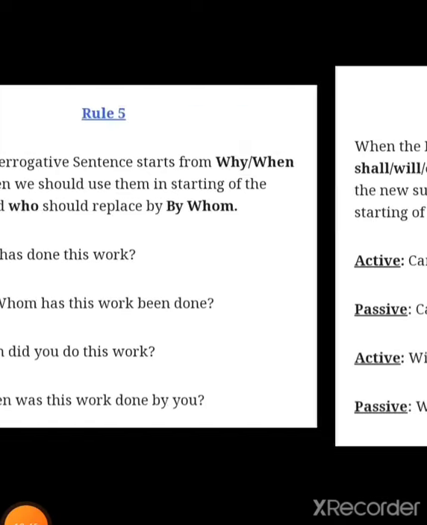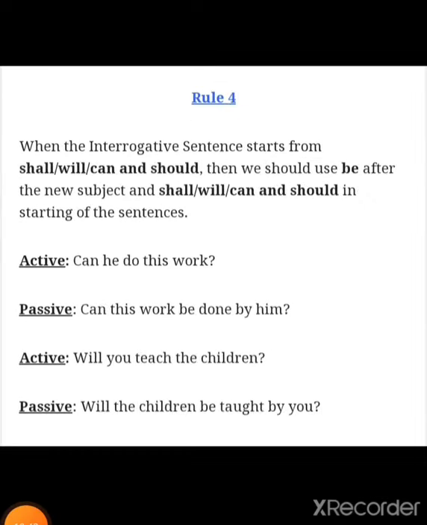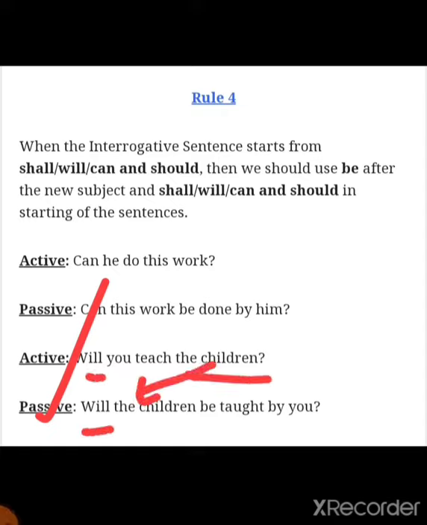Okay, so will the children be taught by you? That is the answer. Because will is written, that's why will. The children comes over here, becomes subject. After that be, then the third form or the past participle form of the main verb, taught, then by, then comes the subject, which will become object, you, question mark.